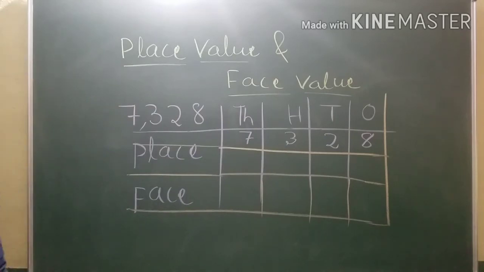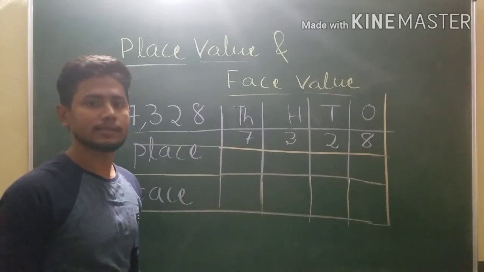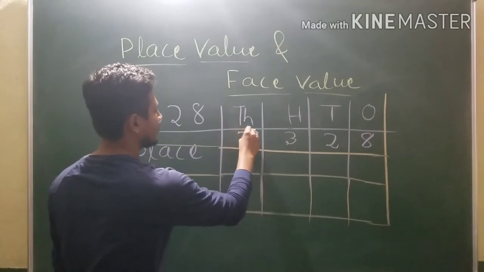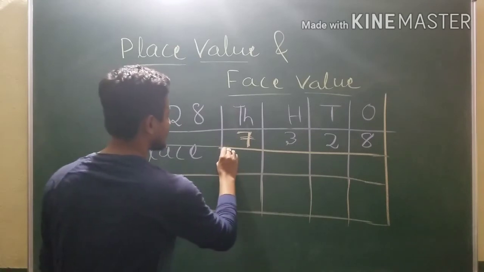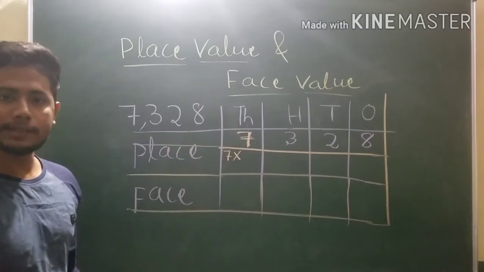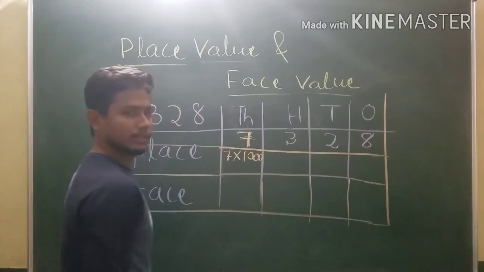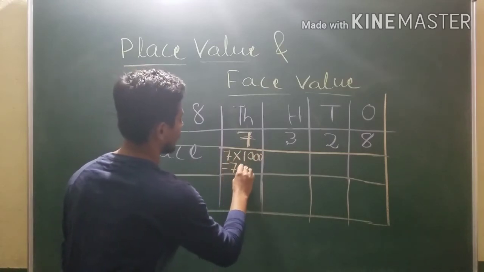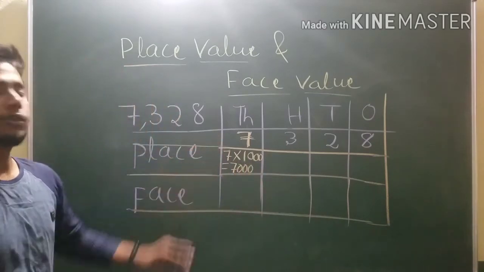First start from here. 7 is present in the 1000 place. So first we have to find the place value of 7. Write 7, then in which place is 7 present? 7 is present in the 1000 place. Then multiply with 1000. Then what did we get? 7 into 1000 equal to 7000. This is the place value of 7.